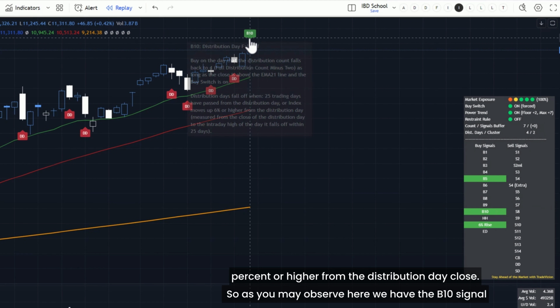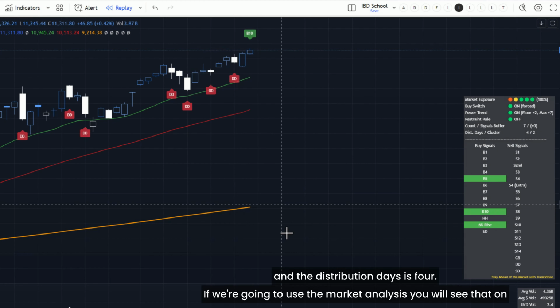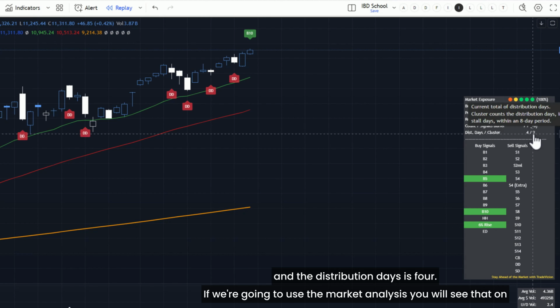So as you may observe here, we have the B10 signal and the distribution days is 4.